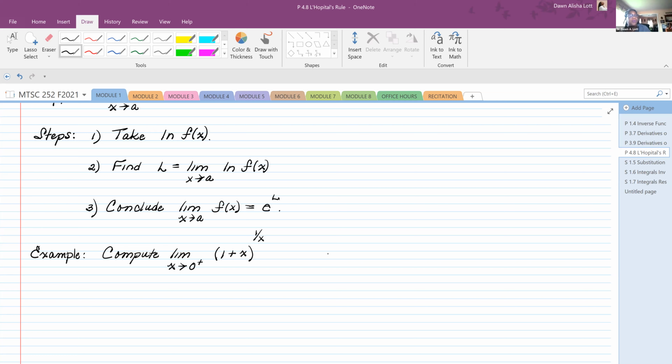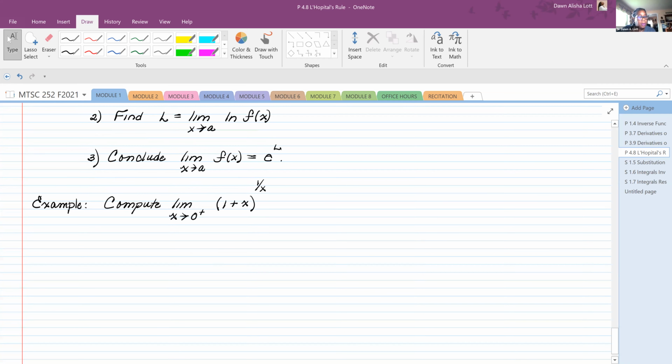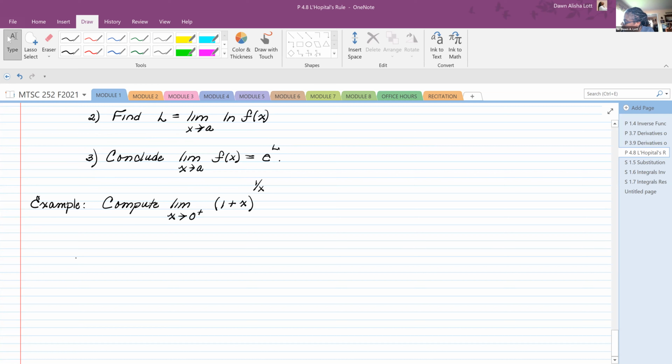So the rule says first take the log of that. Okay, so let's take the log. So we're going to get the natural log of f of x. Turns out to be the natural log of (1 plus x) to the 1 over x. Now there had to be a reason why I wanted to take the natural log, and the reason is because the log of something to a power, I can bring that down. So that's now simply 1 over x, the natural log of 1 plus x.